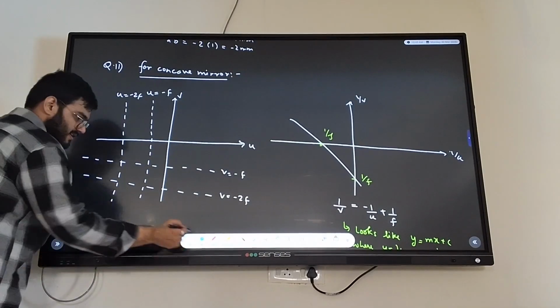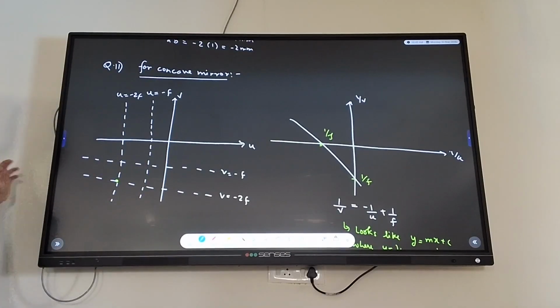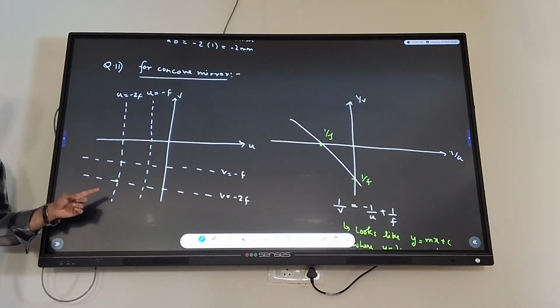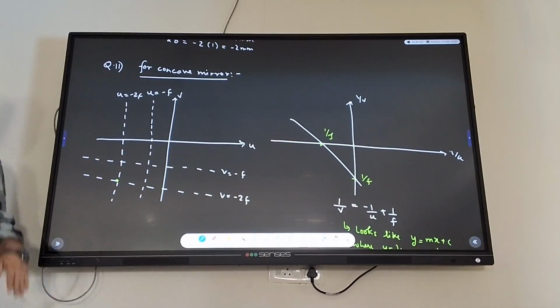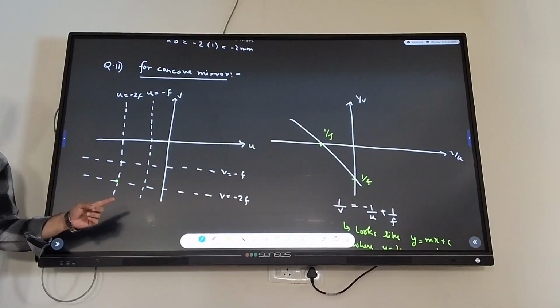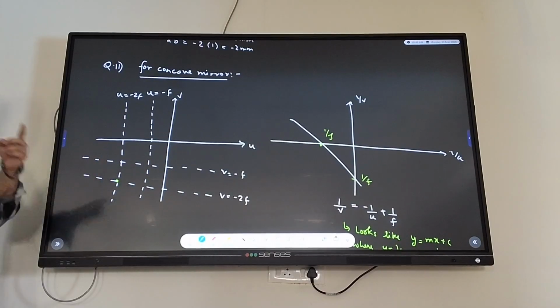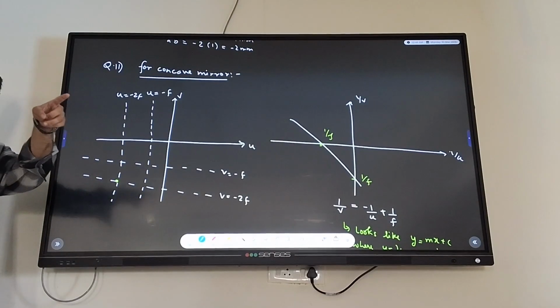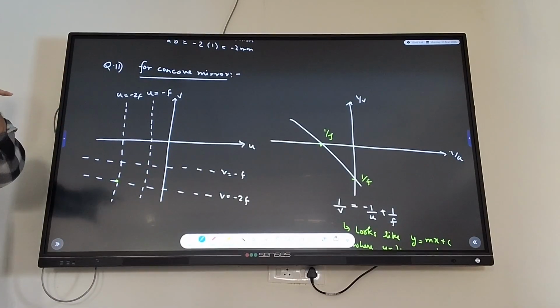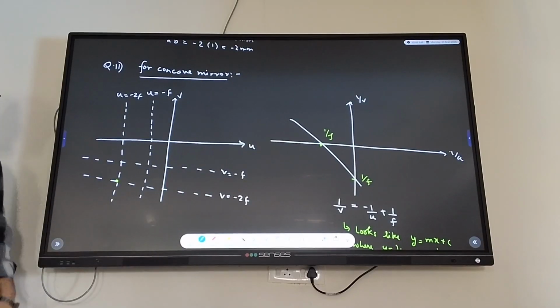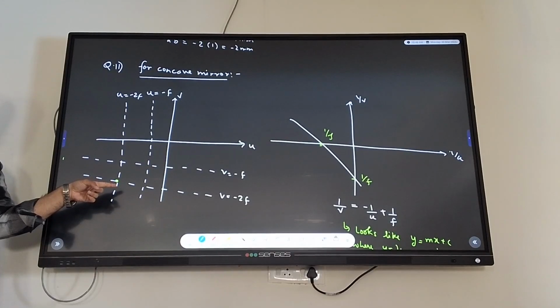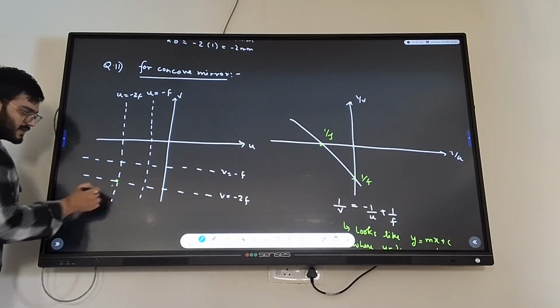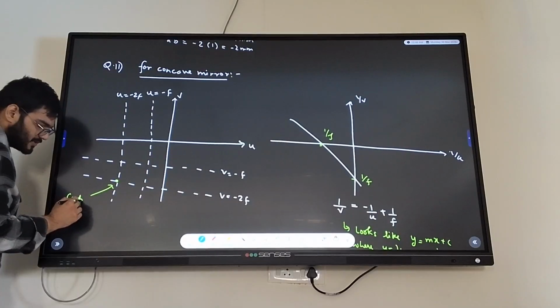Can you tell me the coordinates of this point, and what does it represent? Minus 2f, minus 2f. What does it represent on the principal axis? The center of curvature. Since f equals R by 2, R equals 2f. What is situated at R? The center C. When you put your object at R, your image is also formed at R. Yes or no? So this is my center of curvature point. Can you imagine what I am trying to say?